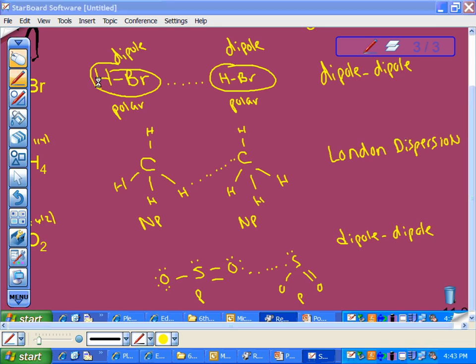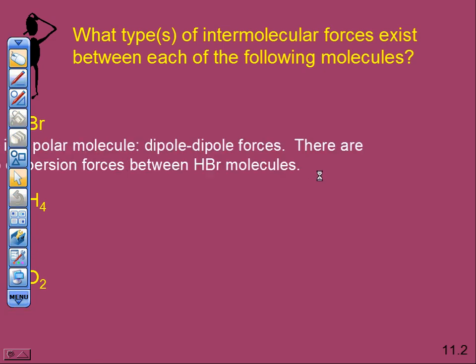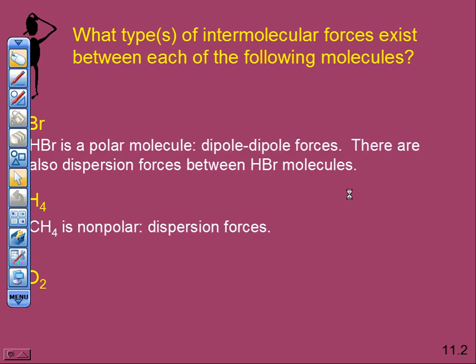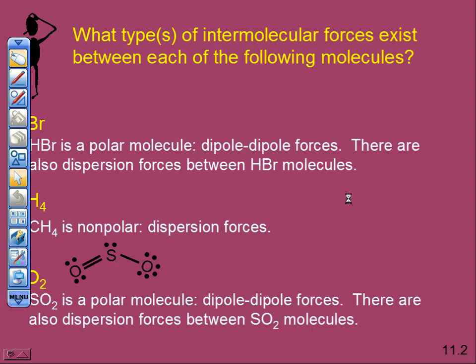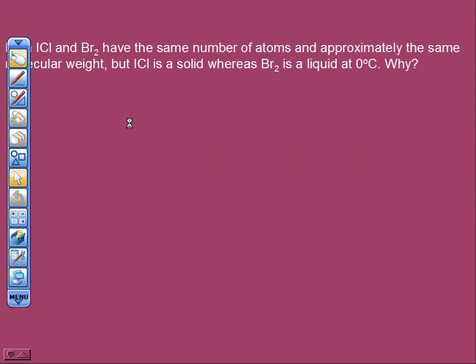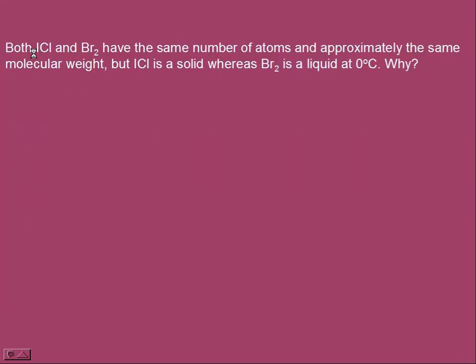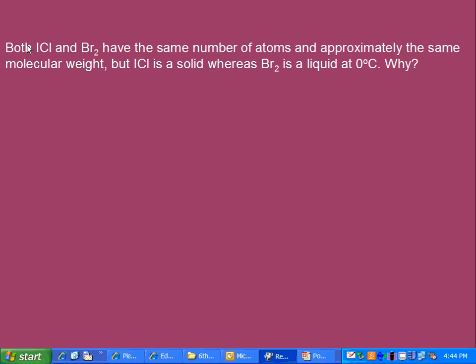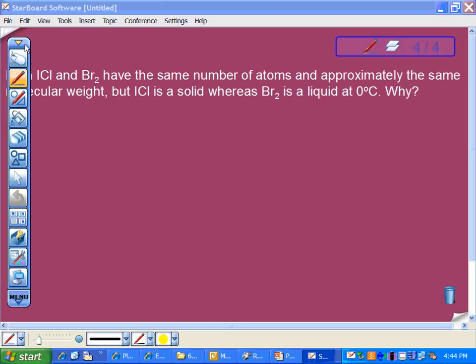Alright, we're going to go to the last slide. I'll click through this real quickly. This is pretty much what that is saying. Alright, this one. It says both ICl and Br2 have the same number of atoms and approximately the same molecular weight, but ICl is solid, whereas Br2 is a liquid at 0 degrees. So let's talk about this. Get my pen and then minimize that.